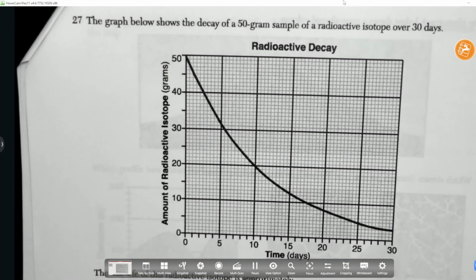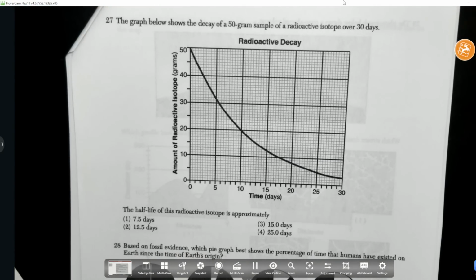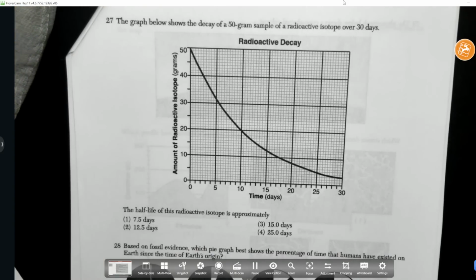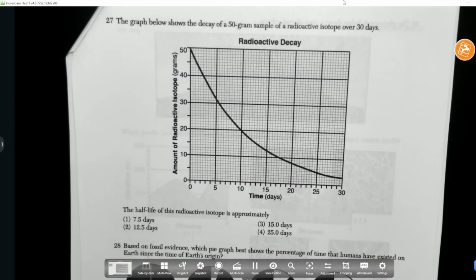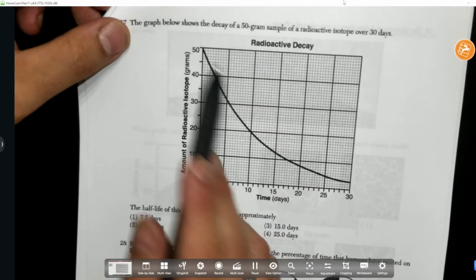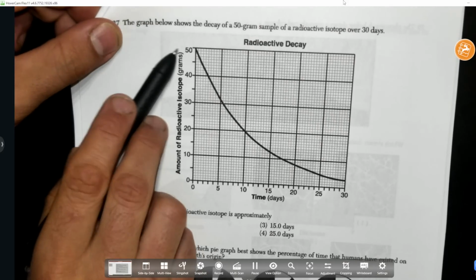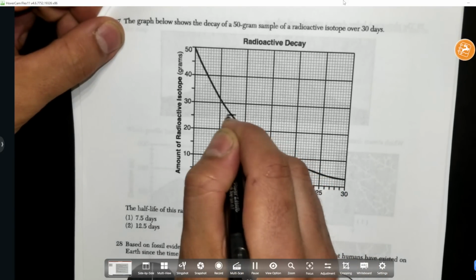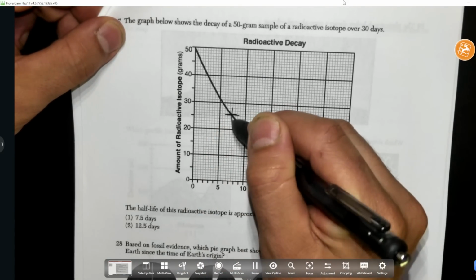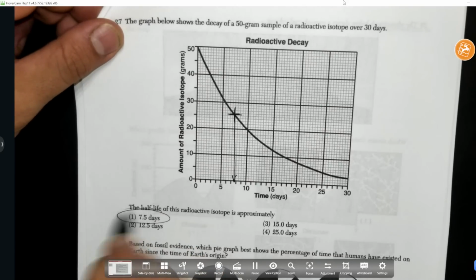Next up, 27. The graph below shows the decay of a 50-gram sample of a radioactive isotope over 30 days. Now, they don't tell you what isotope this is, so looking on reference table page 1 isn't going to be a lot of help. Now, page 1, when you have specific ones, does help. But for right now, let's try and figure this out. It says we started off with 50. A half-life is when half of it decays. So what's half of 50? 25. Yeah, we're at 25, which is right there. And then if we carry that straight down, it looks like about 7.5. Our answer is 1.